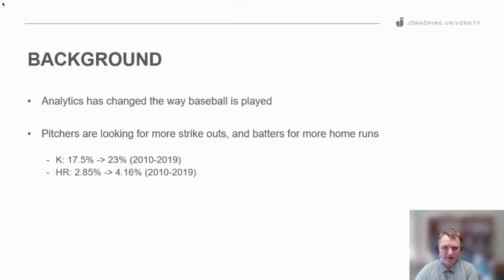From another perspective, we can see that pitchers are now looking for more strikeouts and batters for more home runs. So both home runs and strikeouts have increased dramatically. And as a consequence, the number of plays where the ball is actually put in play has decreased.